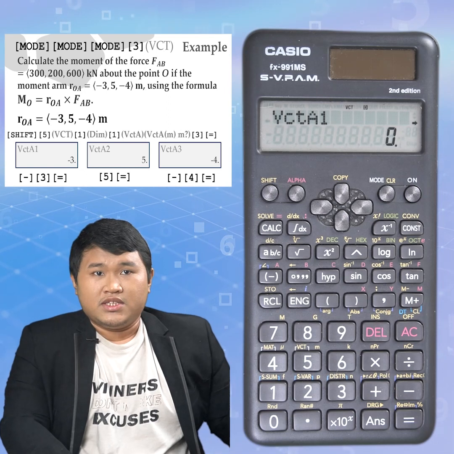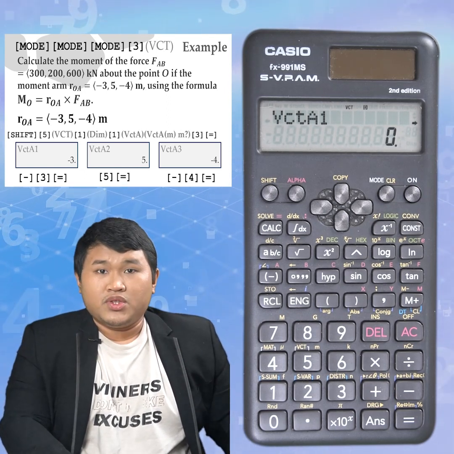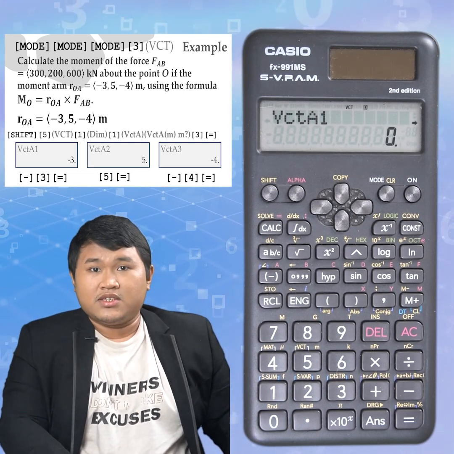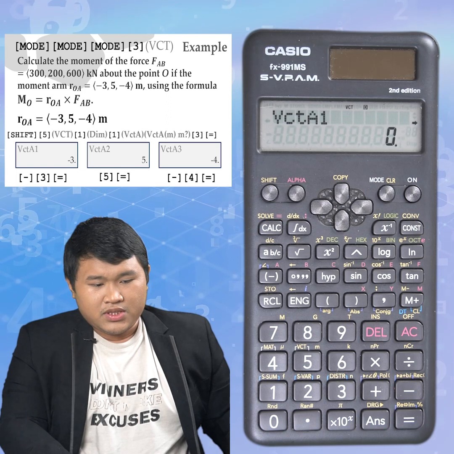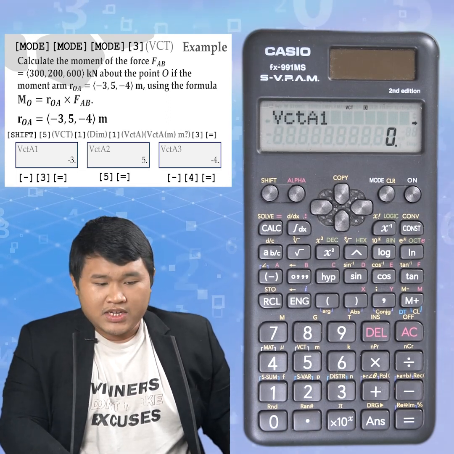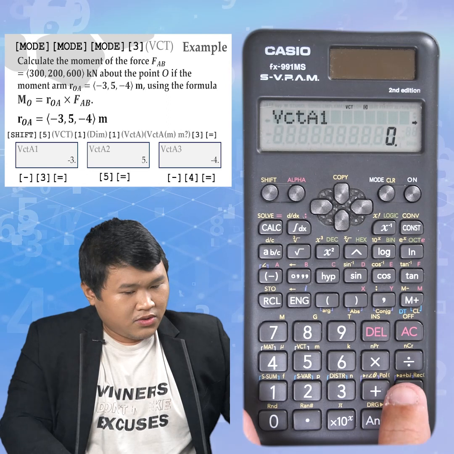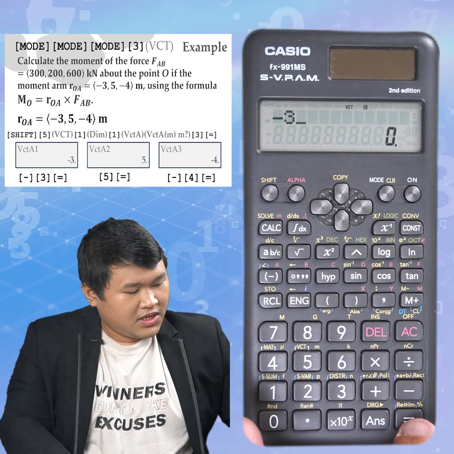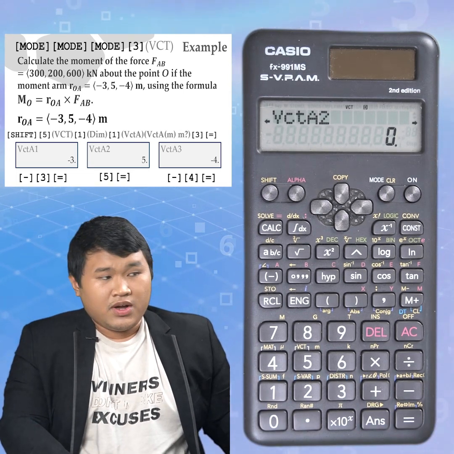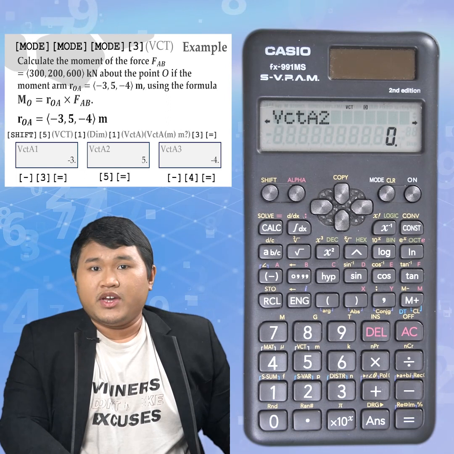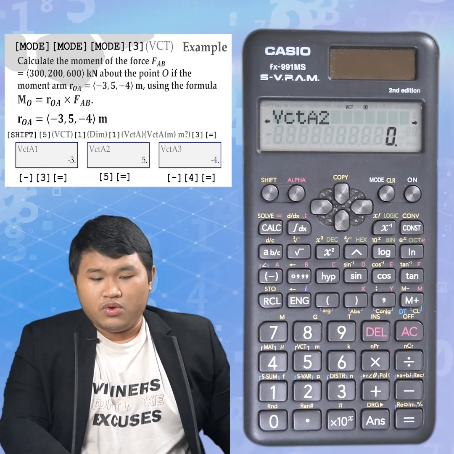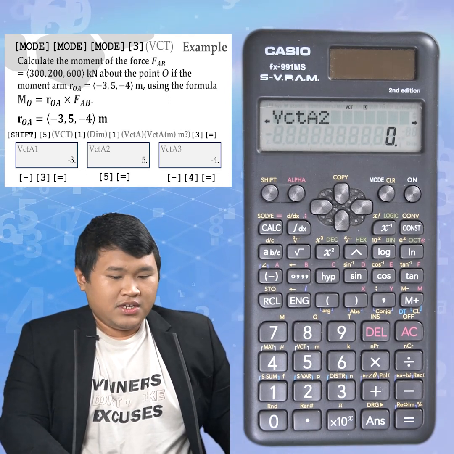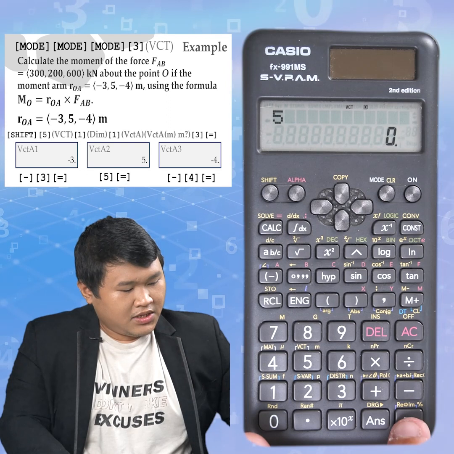Now, once we enter the size, we can now input the components of the vector. First is vector A1 representing the x component of that vector. So in this given, we will input -3 for the x component. So -3, and then equal. Next, by pressing equals, we proceed to the next vector component, which is vector A2 representing the y component. So in this case, it's 5. So let's input 5 and then equals.